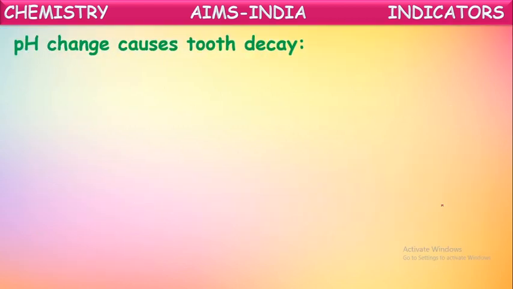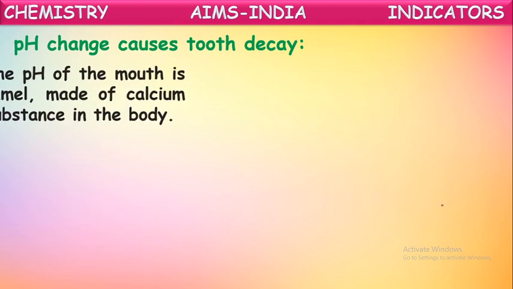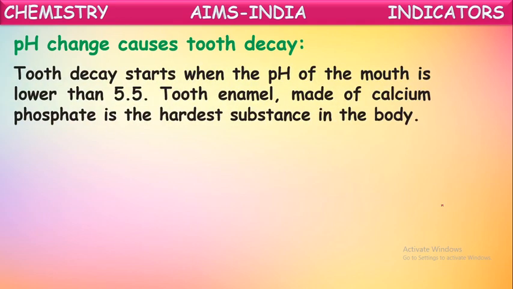Okay, that's one of the problems with the pH change. pH change causes tooth decay. Yes, tooth decay starts when the pH of the mouth is lower than 5.5. Actually, the mouth liquids like saliva may have a pH nearby 5.5. If the pH is lower than 5.5, then we face some problems like tooth decay.